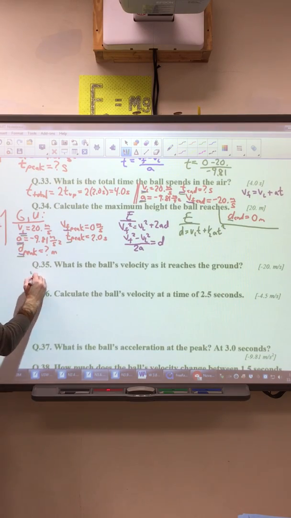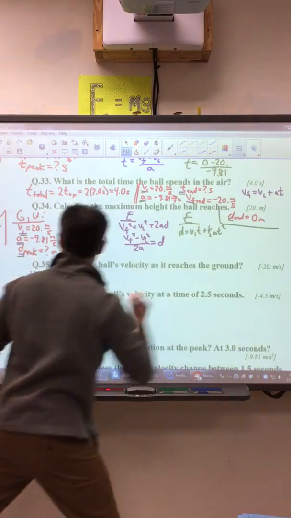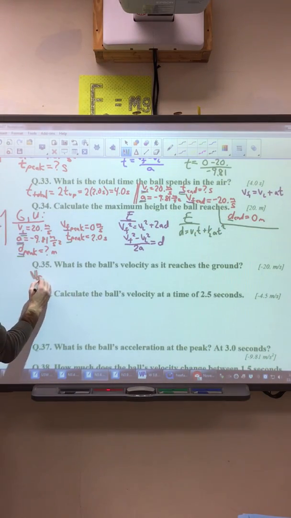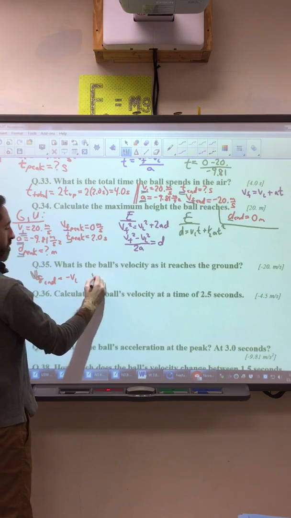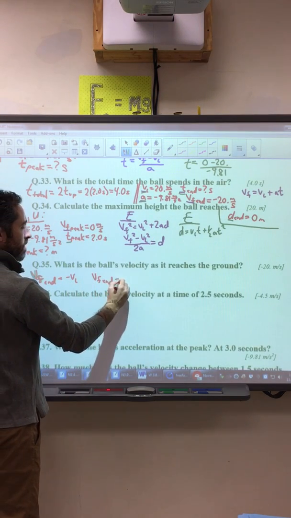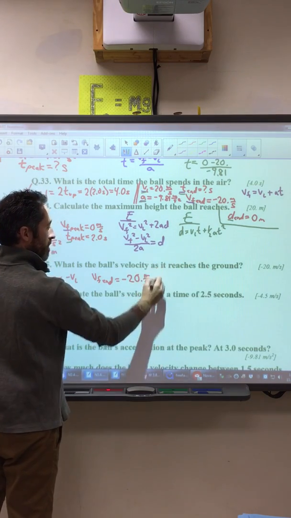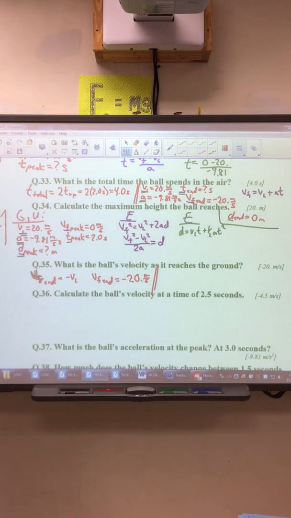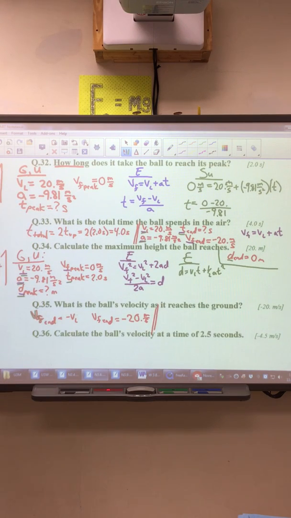So really, you should simply say VF at the end is negative VI. So VF at the end is negative 20 meters per second. Done. There's our answer. Alternately, you could still set up givens for all of this business, just like we did before, just like we did on question 33, looking back at 32.